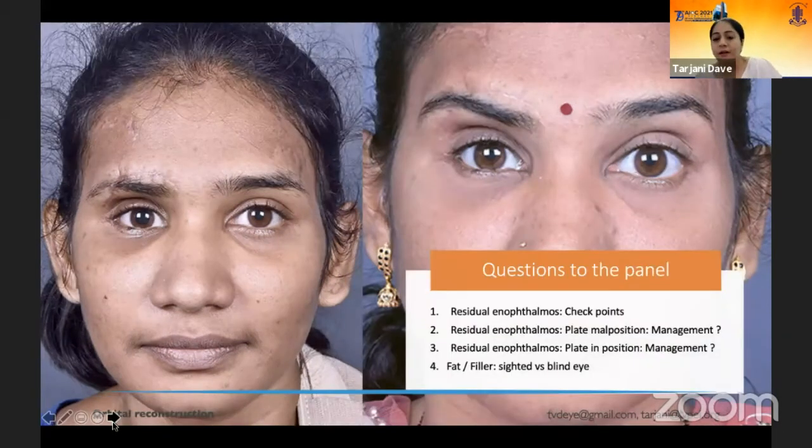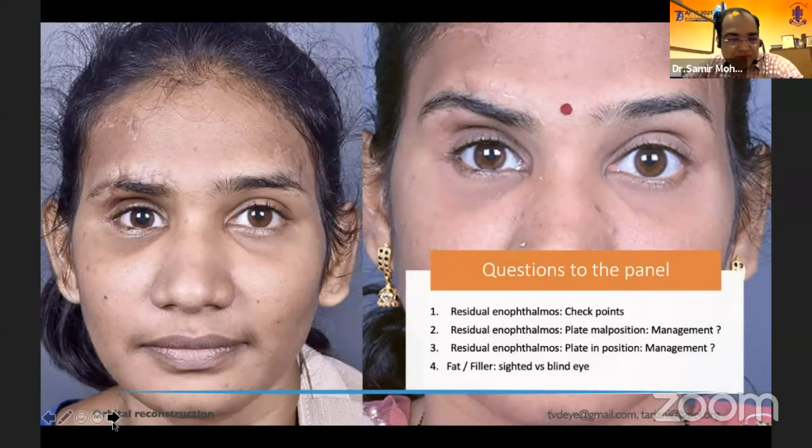So if you look at her pre and post-operative pictures, there is a little improvement, but you still have this residual enophthalmos which you see very commonly following fracture repair. So now my questions here are, probably Samir, you can take this. When you have residual enophthalmos following fracture repair, simple floor, medial wall, what are your checkpoints? What are the things you go back and check for?